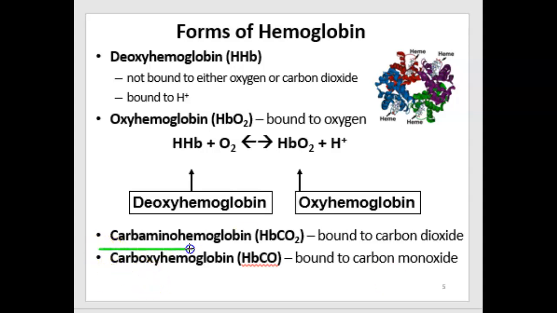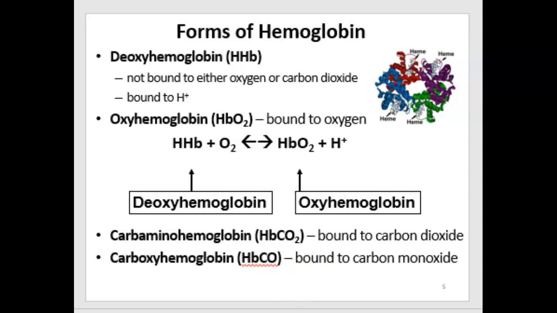So carbaminohemoglobin is HbCO2. That means the hemoglobin is bound to carbon dioxide. The name might not make much sense to you, but carb is for carbon dioxide, of course. The amino part has to do with the fact that the carbon dioxide binds to the polypeptides of the hemoglobin. And remember, there are 4 chains, and we'll look at that again. But carbaminohemoglobin is hemoglobin bound to CO2.